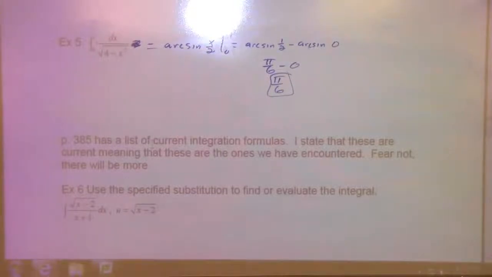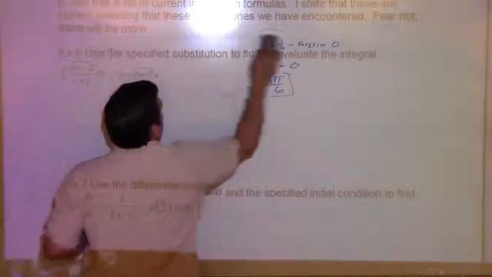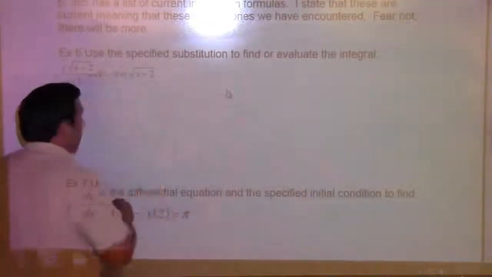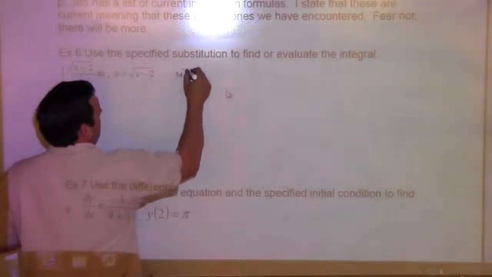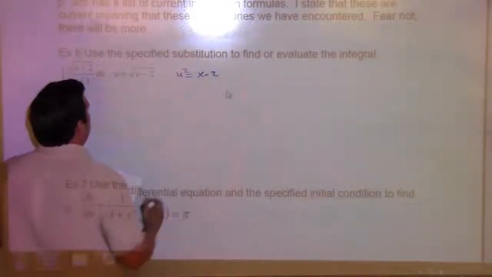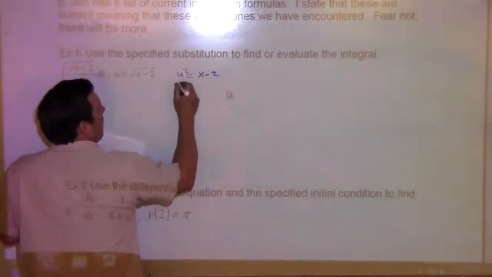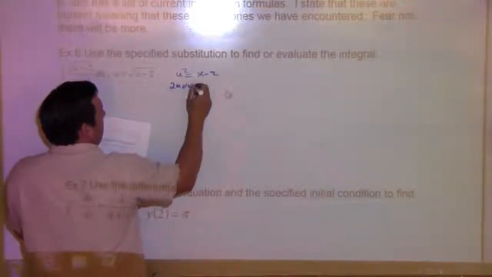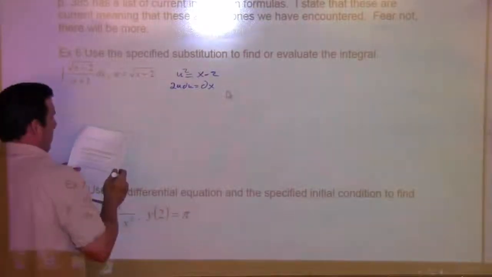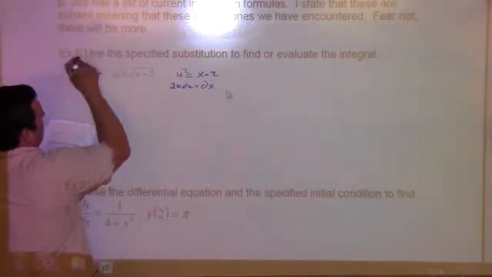Okay, example 6. It says use the specified substitution to find or evaluate the integral. It tells us use u equals the square root of x minus 2. That means that u squared would be x minus 2. Now in the denominator I have x plus 1. Oh, by the way, the derivative here would be 2u du equals dx. So what's our u in this case? This is our u.